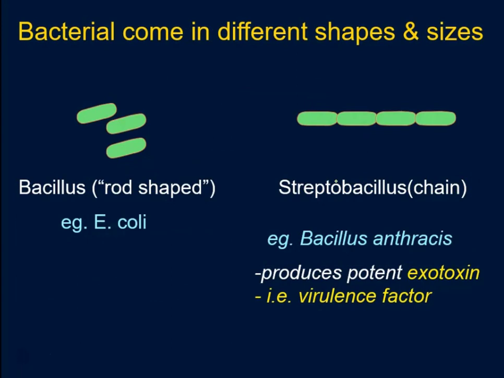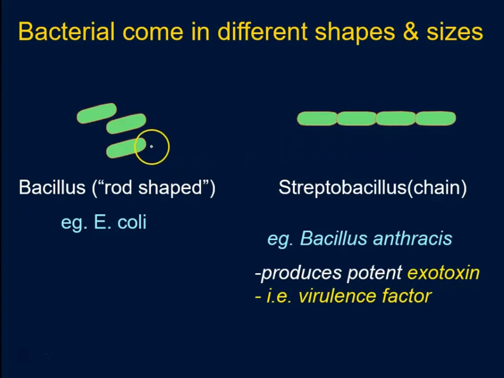Just like people, bacteria come in different shapes and sizes. So we have bacilli, or bacillus for singular, which is a rod-shaped bacteria. E. coli, for example, is a bacillus. And we can also have streptobacillus, where you have these rod-shaped bacteria that stay in a chain.